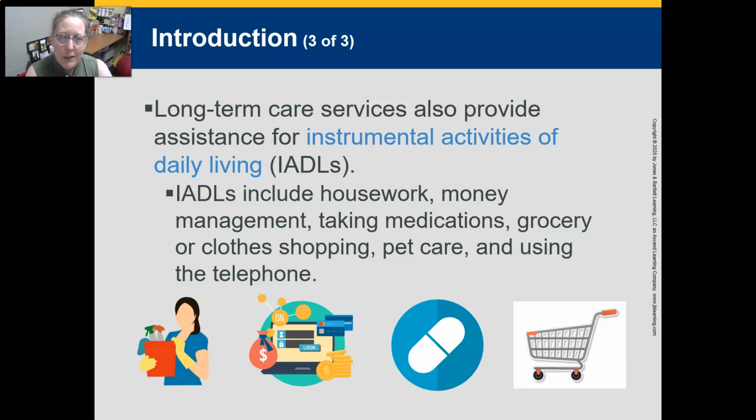So these are instrumental activities of daily living. They're a step above the activities of daily living. So instrumental activities of daily living are housework, money management, taking medications, grocery or clothes shopping, pet care, and using the telephone. So my brother also helps his clients with all of these activities.